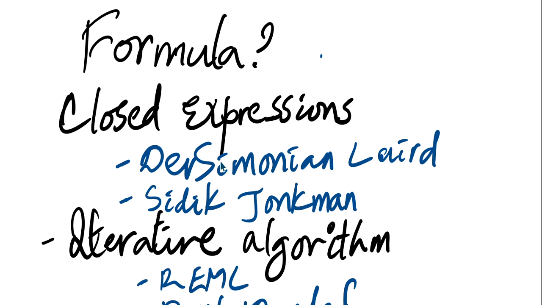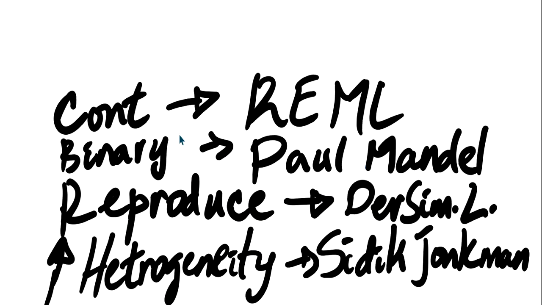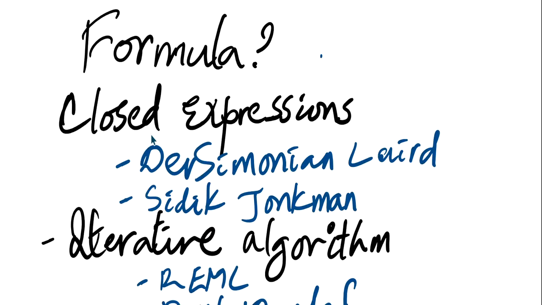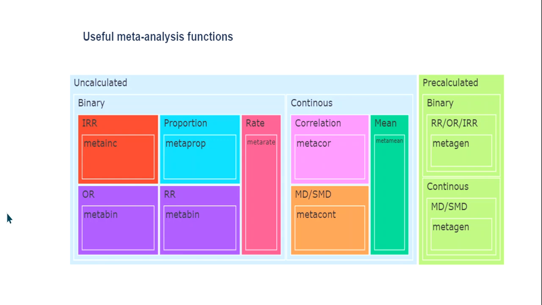If you use that equation to calculate tau square, and then once you get your tau square value, you can simply plug it in here. Then you get the weight. Once you get the weight, you can calculate it the way we have done it last time, pooled effect sizes from scratch without using any package. So you can go back and see it.